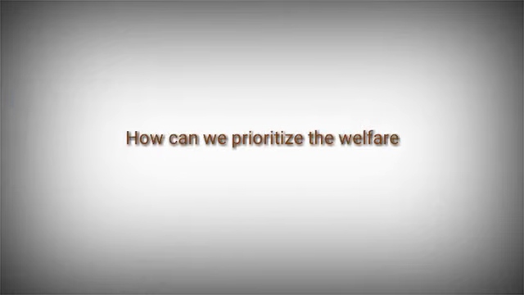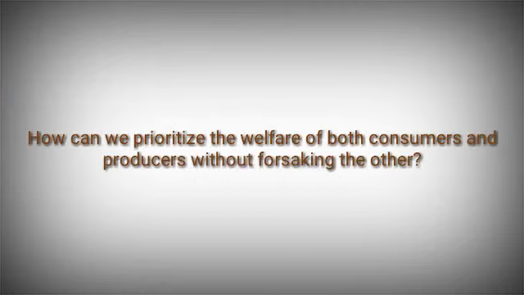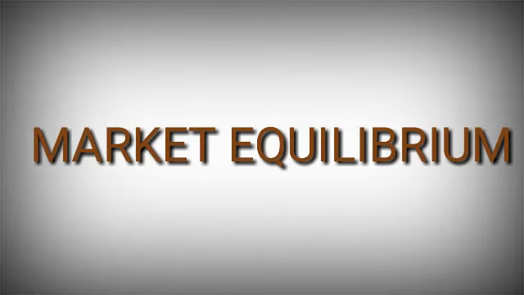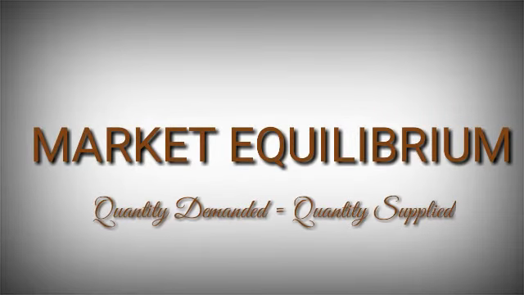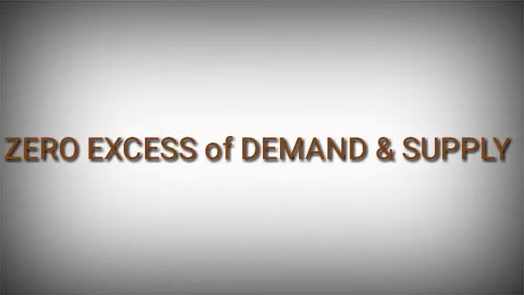Now that we know the perspective of consumers and producers, how can we prioritize the welfare of both of them without forsaking the other? This is where market equilibrium takes place, when the quantity demanded is equal to quantity supplied. Thus, there is zero excess of demand and supply.